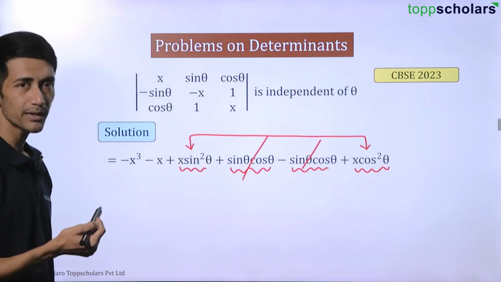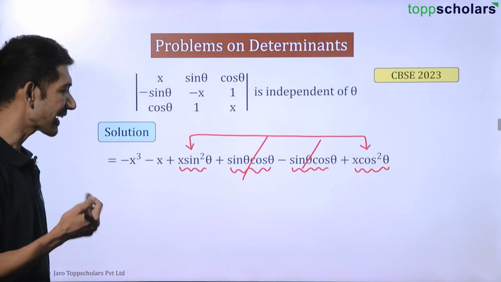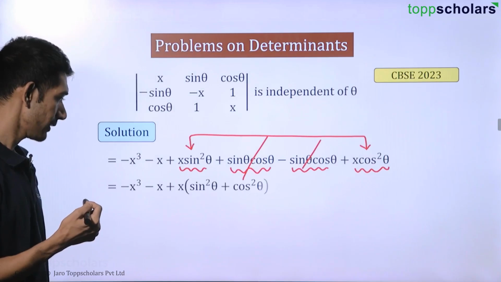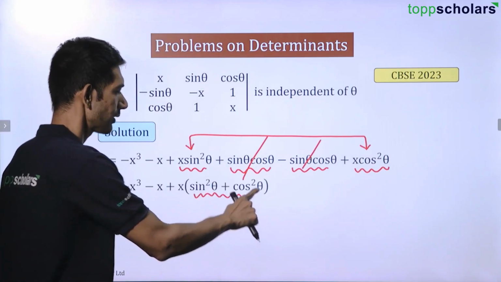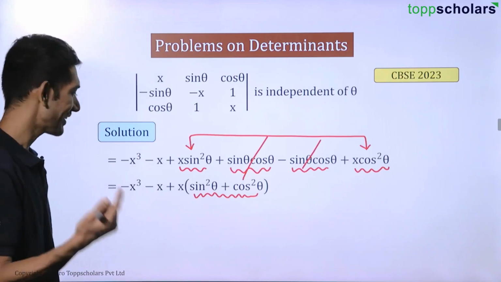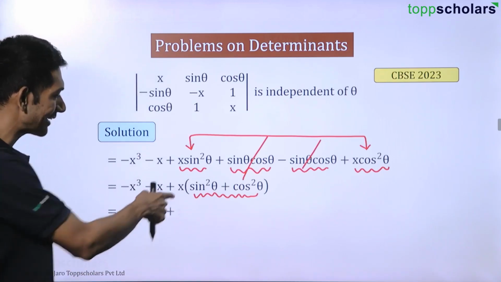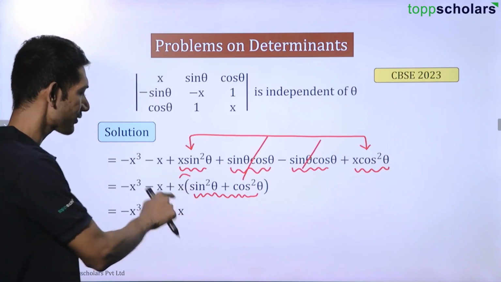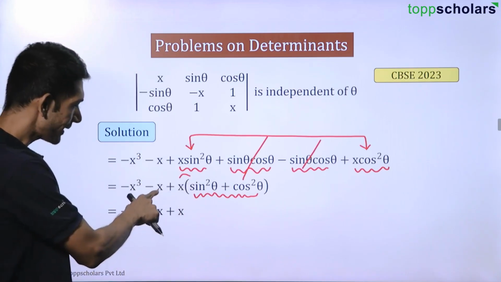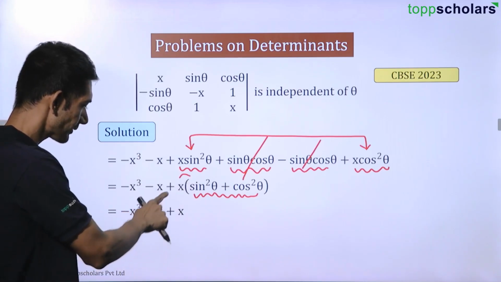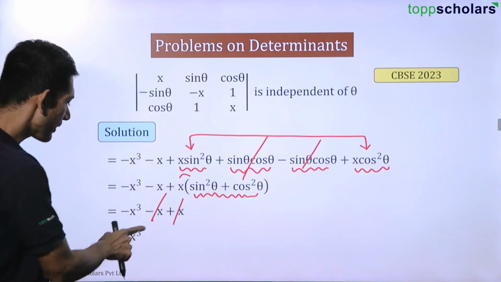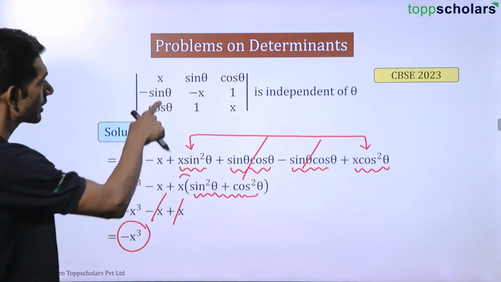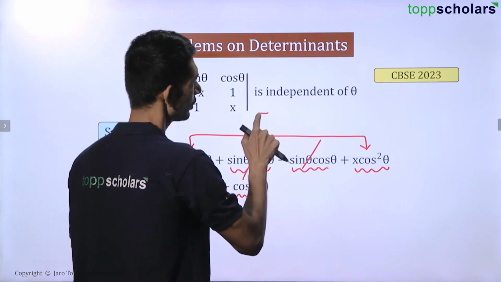x sin square theta plus x cos square theta. Can I take x common from there? Yes, I can do that. And then what is sin square theta plus cos square theta? One of our favorite formulas, isn't it? That is 1. So that becomes x. X into 1 is x only, no? Now this is minus x. This is plus x. Again we can cancel this. What is left? Only minus x cube is left. So the determinant of this is equal to how much?